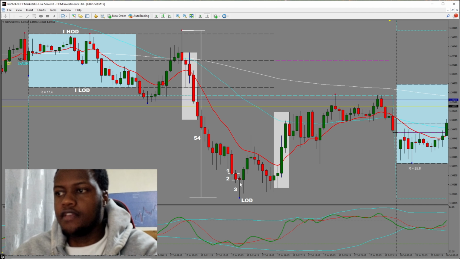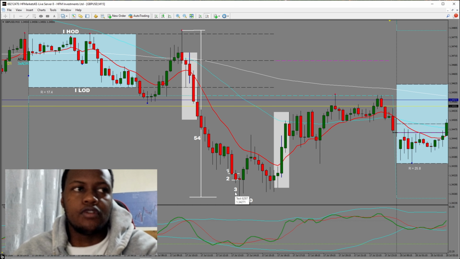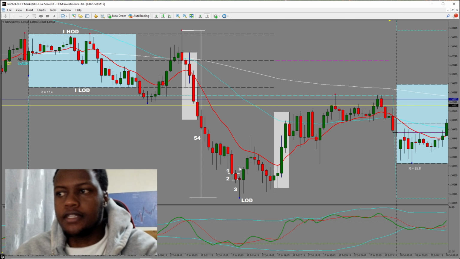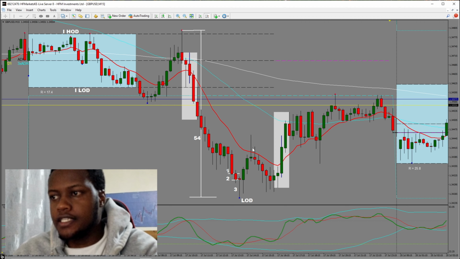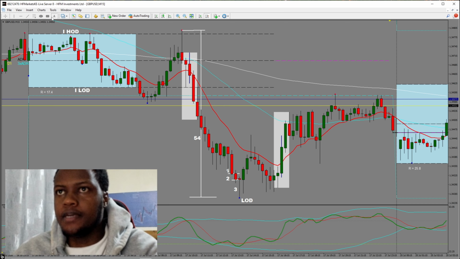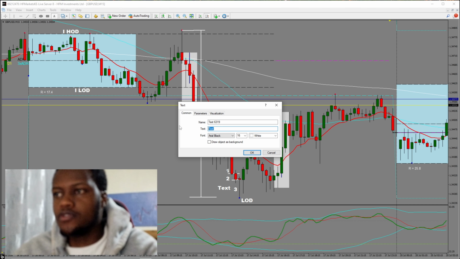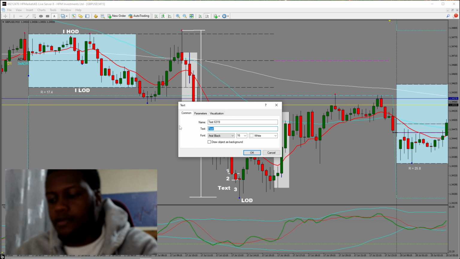So 1, 2, 3, they give us a hammer. So now we'll start looking for the M's and W entries pattern using the 13 EMA. So below 13 EMA, above the 13 EMA. So let me write it. I'm going to use B to represent below 13 EMA.